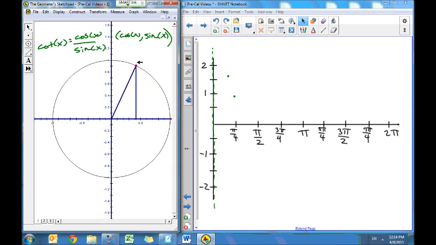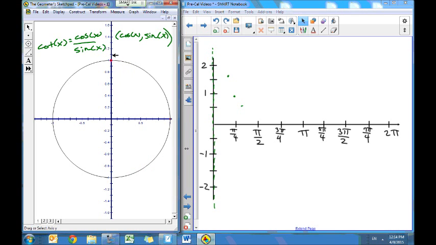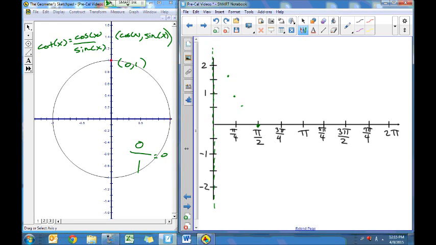If I keep going up to pi over 3, this is going to be root 3 over 2 to 1/2. And if I do 1/2 divided by root 3 over 2, then I get 0.577. If I go all the way to pi over 2, then the point is at 0, 1, which 0 divided by 1 is equal to 0. So this is a good anchor point for us for the cotangent of x, is that at pi over 2 it's equal to 0.